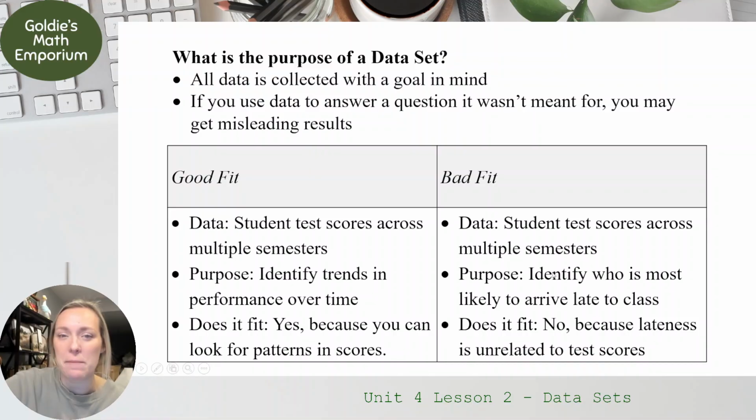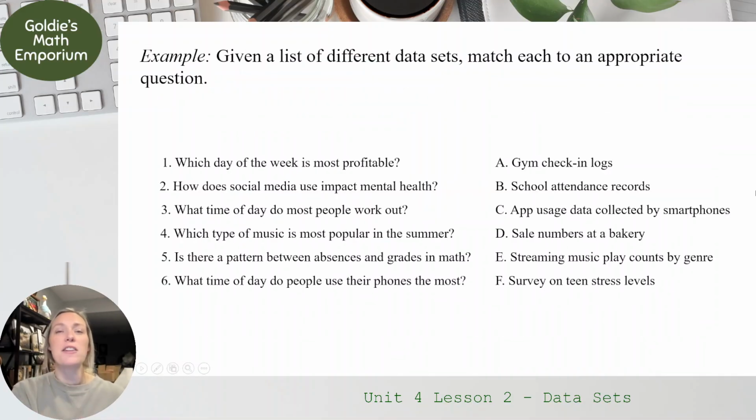Okay, so given a list of different data sets, match each to an appropriate question. This was just something I came up with to help you start thinking about the data sets we collect and the questions we can use to answer it. On the AP exam, this is a new topic this year that they want covered in the objectives. So it's hard to say exactly what the questions are going to look like on the AP exam. The examples that they've given us so far give students a data set, and you have to be able to say, okay, which questions can be answered using that data set? So that's kind of where this question comes in.